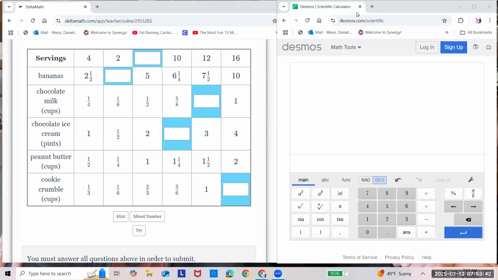All right. Today, I'm going to show you how to do what's called proportional recipe puzzle on Delta Math. All right. So here is what your problem will look like. You have 4 servings, 2 servings, blank servings, 10 servings, 12 servings, 16 servings.